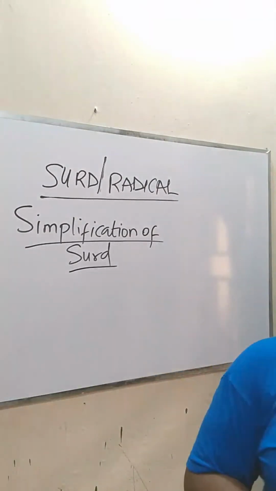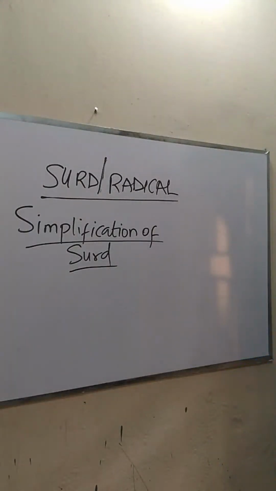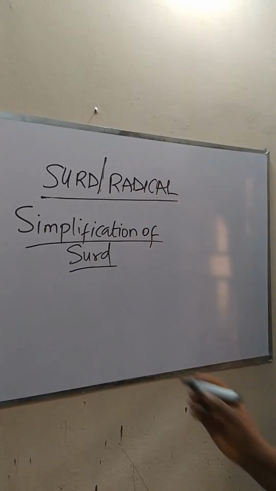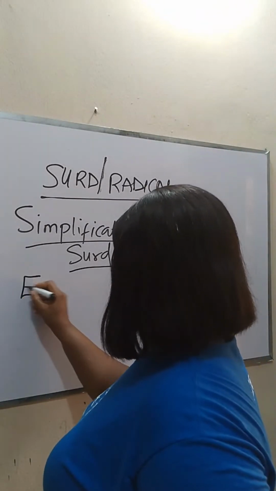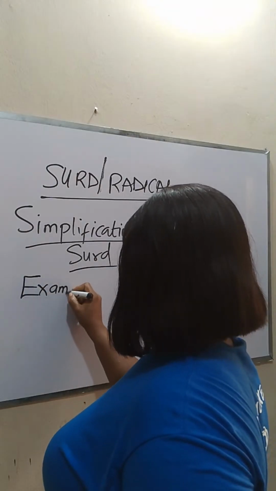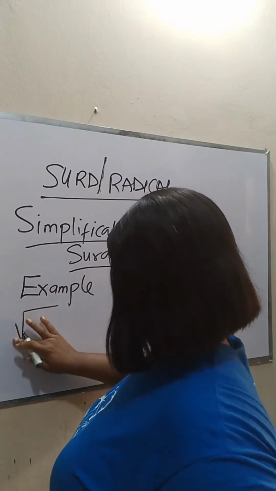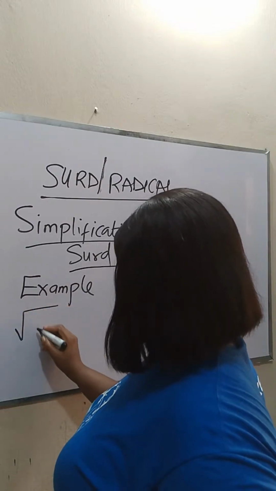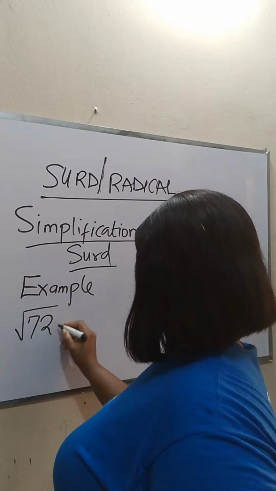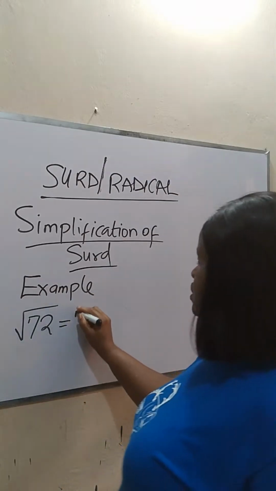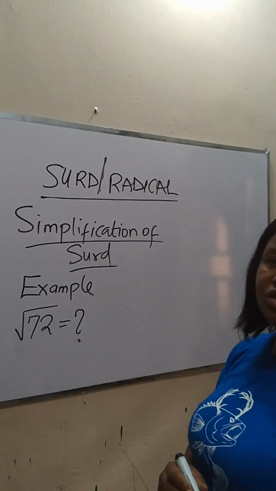That's what it simply means. So take for instance, example 3, so that you understand what I'm trying to say. We say square root of 72. Okay, so we want to solve this. We say, what is the square root of 72?